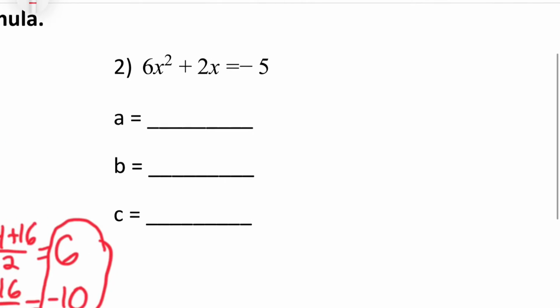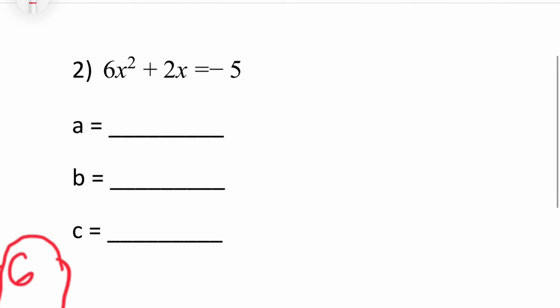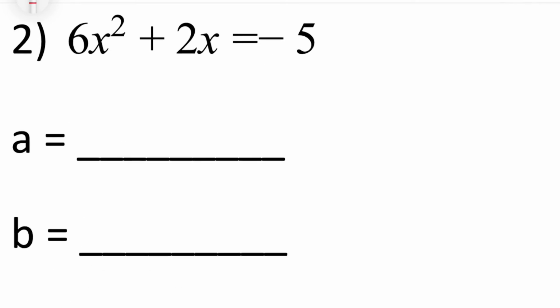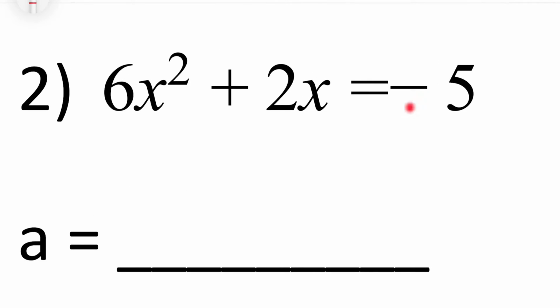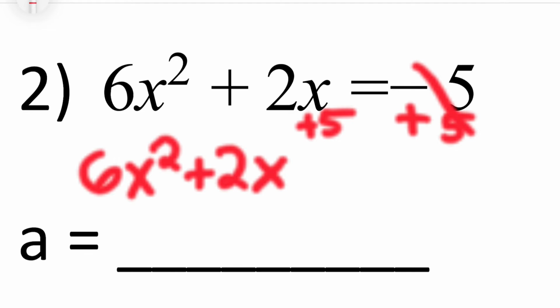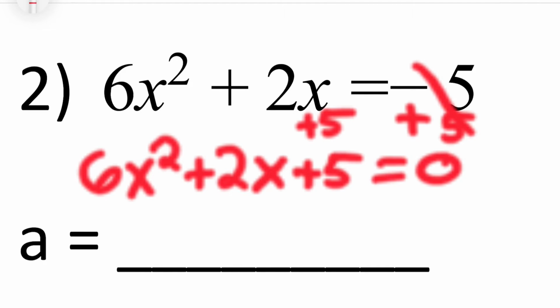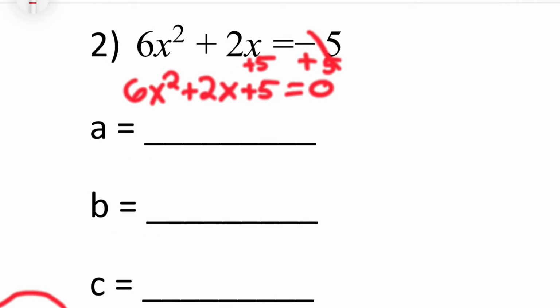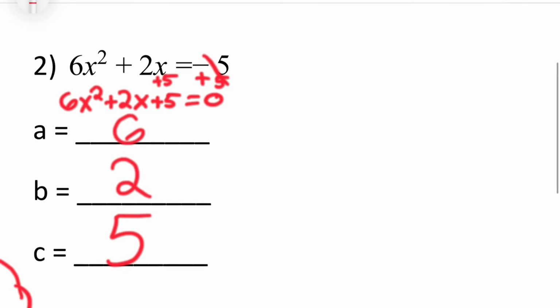Now let's look at number 2. Number 2 uses more skills from Unit 2 that we did. So same situation, we do have to make one side equal to 0 first. So we're going to change this by adding 5 to both sides. So we get 6x squared plus 2x plus 5 equals 0. Now we can determine our A, B, and C very easily. Our A is 6, B is 2, and our C is 5.